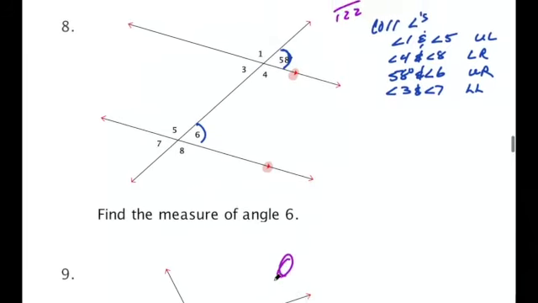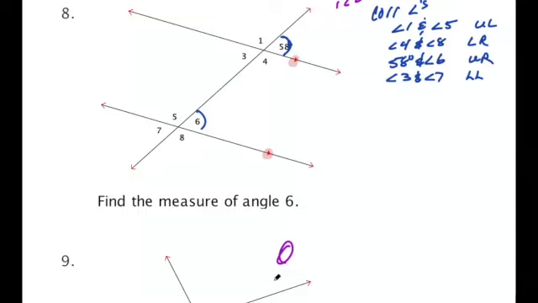So angle 6. I'm having technical difficulties. Angle 6 and angle 58, they're corresponding, as I already said, so they're going to be congruent. So angle 6 is 58.